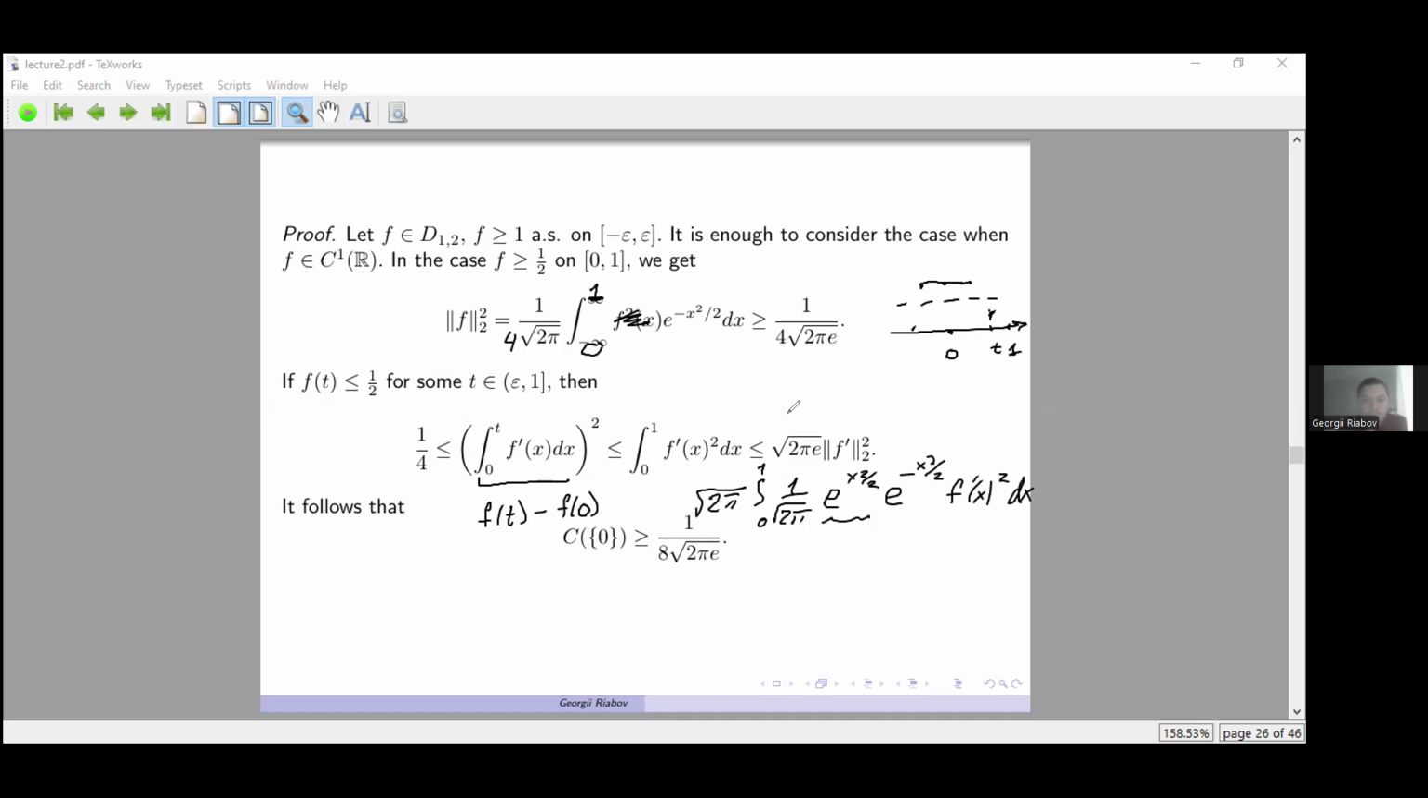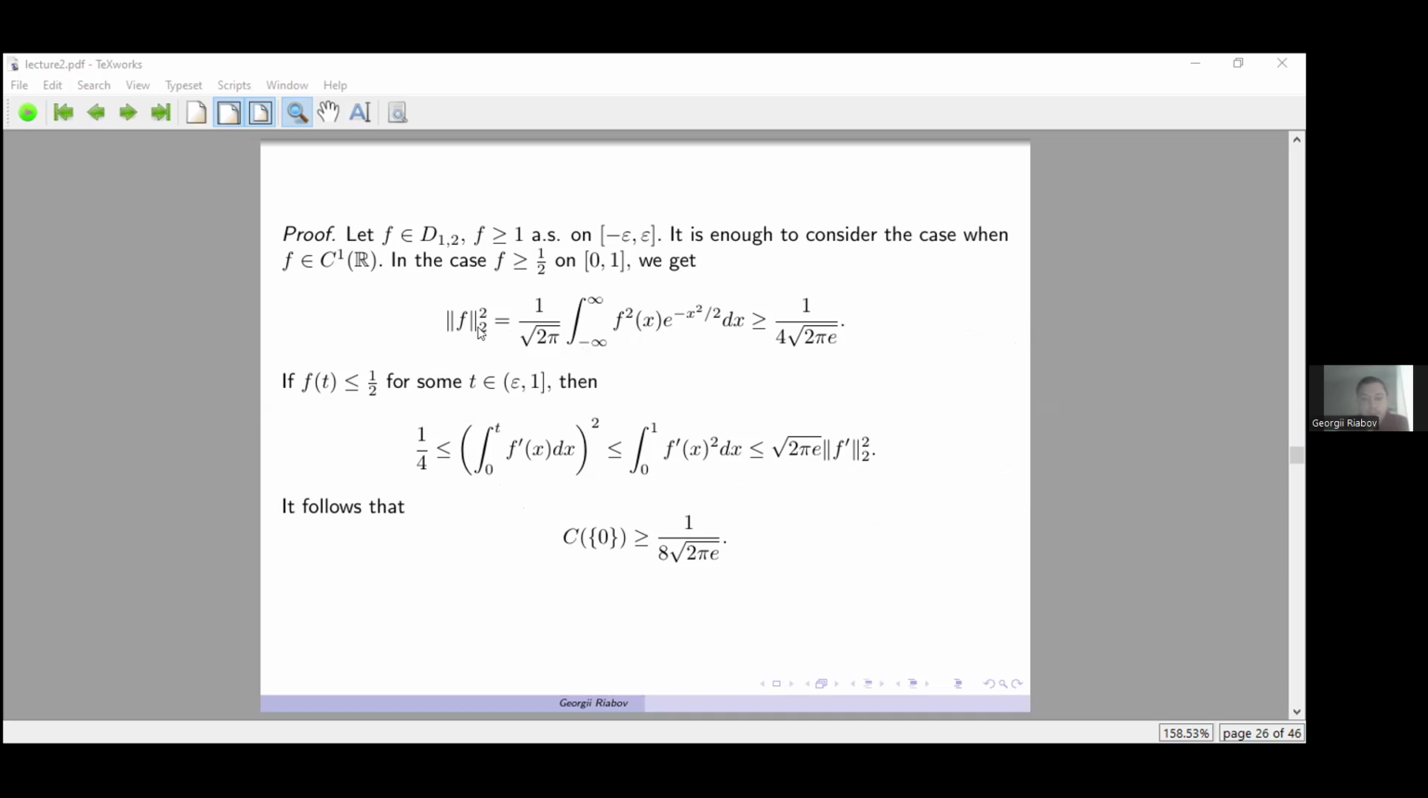Okay, so in any case, either the L2 norm of f is greater than this constant, or the L2 norm of f prime is. I guess here must be 4. But we see that in a one-dimensional case, the capacity of every non-empty set will be not 0.